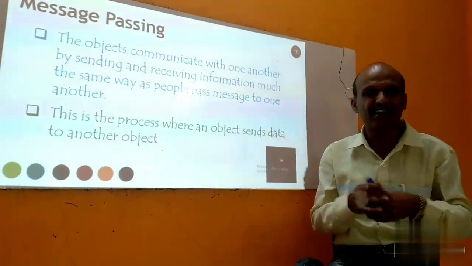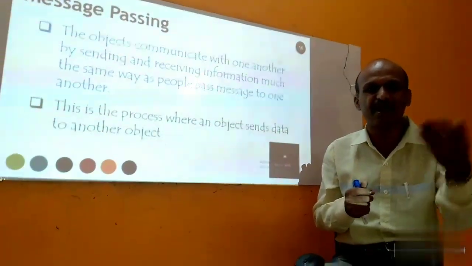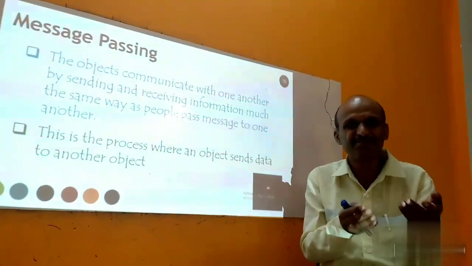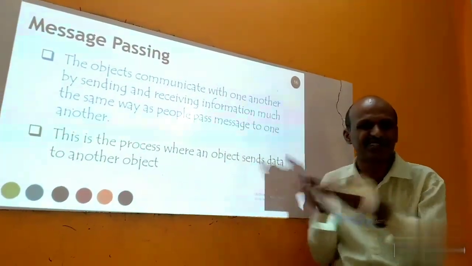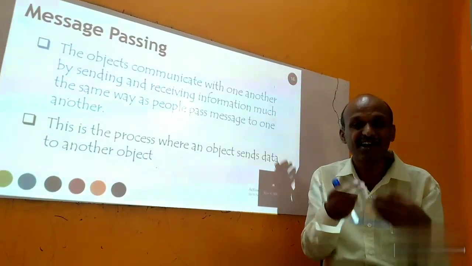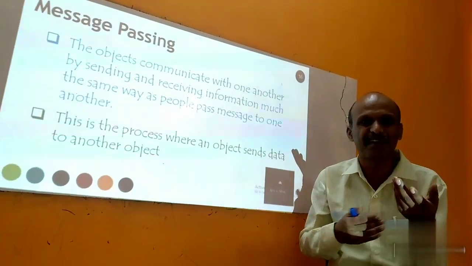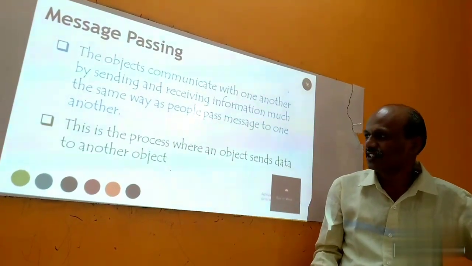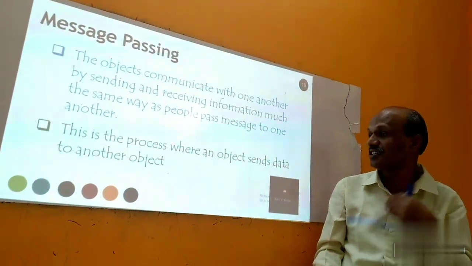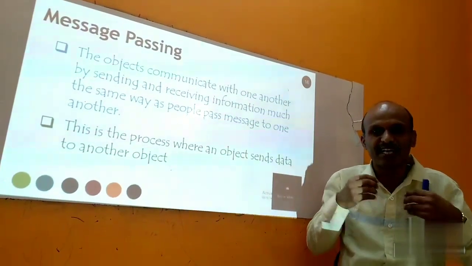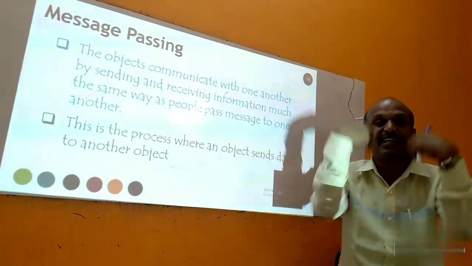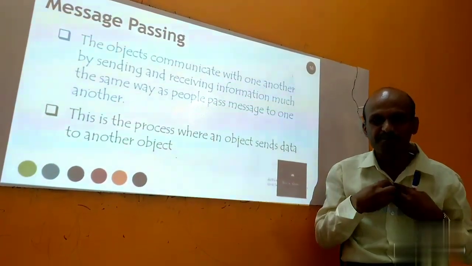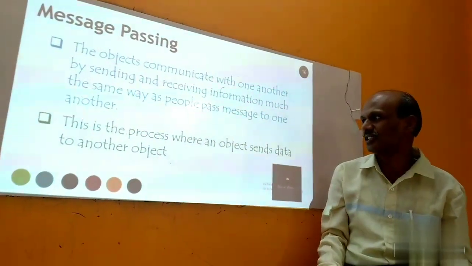So in the real world, how are we passing the message? How do you pass a message to your student using WhatsApp? So same thing, using methods. Here objects are passing the message. How do you act and react with your friend? Through the messages. So same thing. This is the process where an object sends data to another object. So whenever any object wants to send any data, in the form of a signal, in the form of a variable, in the form of something, they use such message passing.